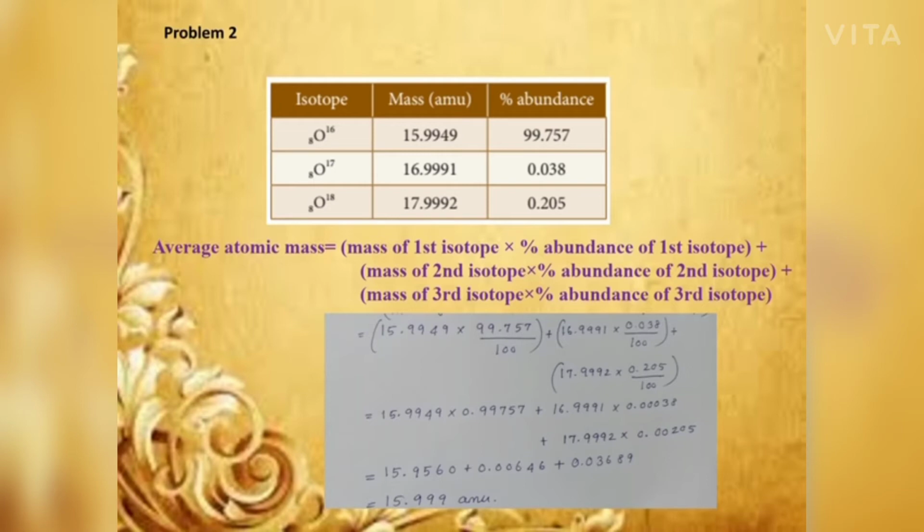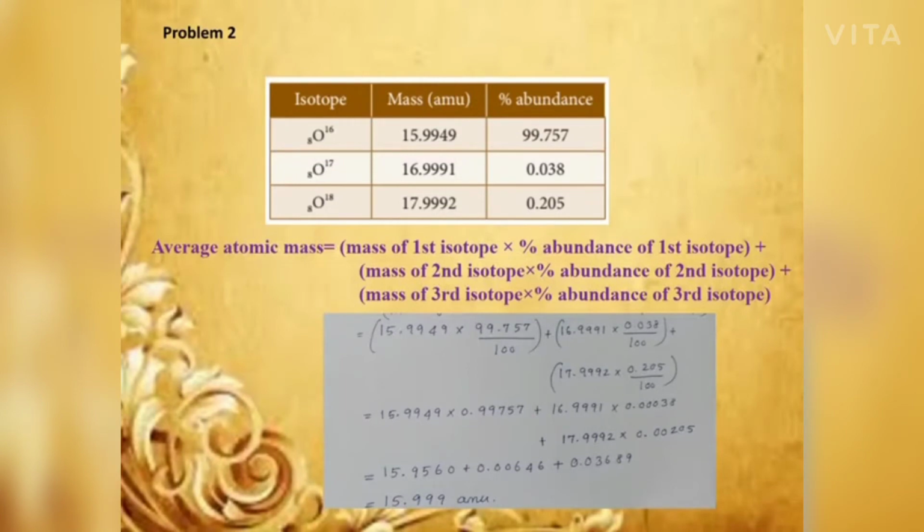So that is equal to 15.9949 times 0.99757, plus 16.9991 times 0.00038, plus 17.9992 times 0.00205. That is equal to 15.9560 plus 0.00646 plus 0.03689, which is equal to 15.9.